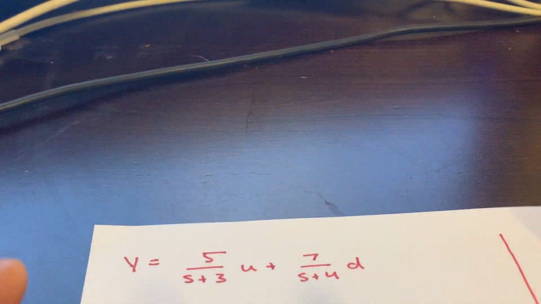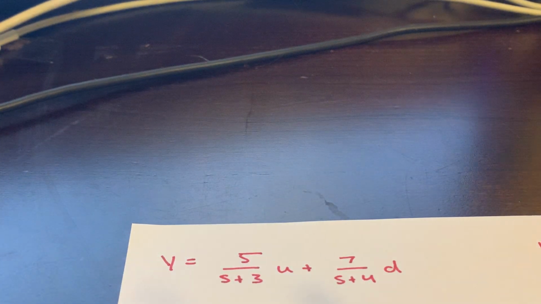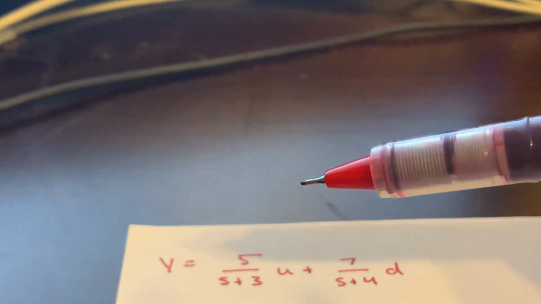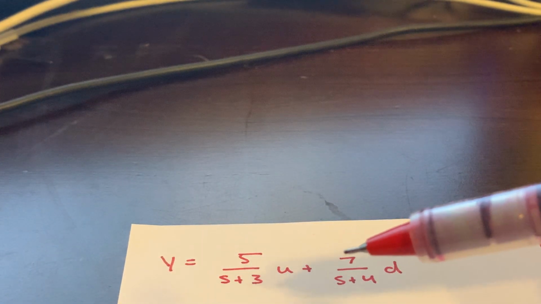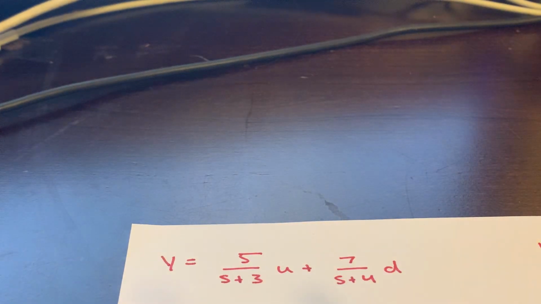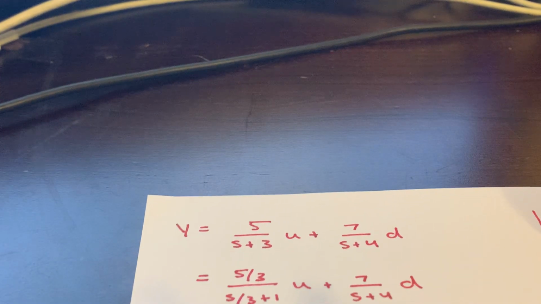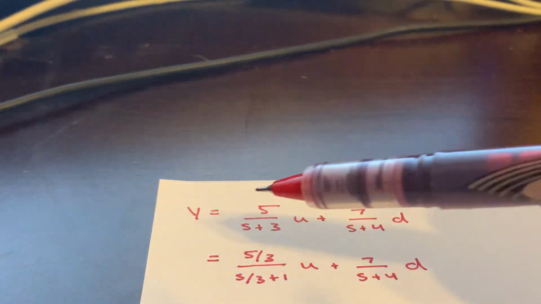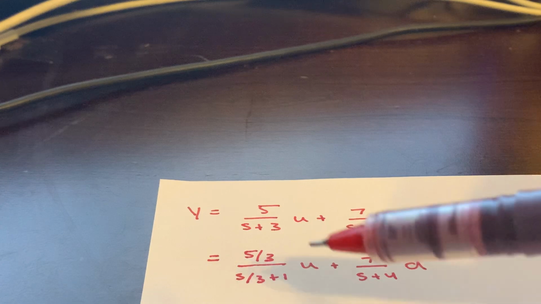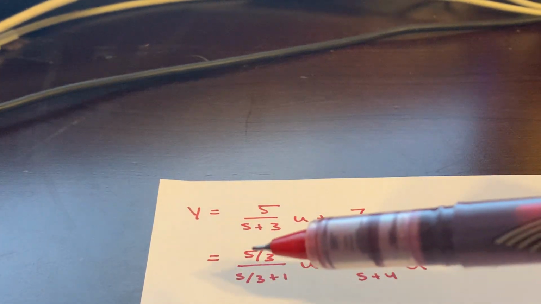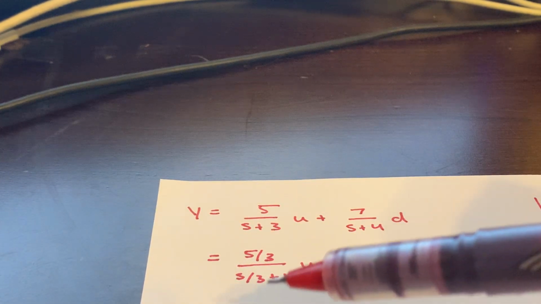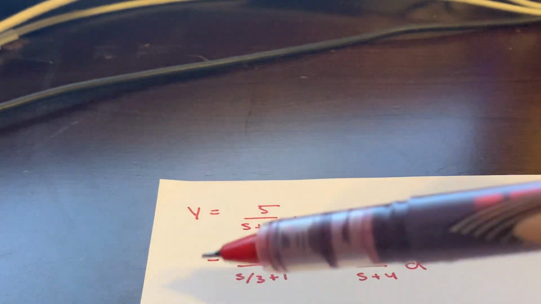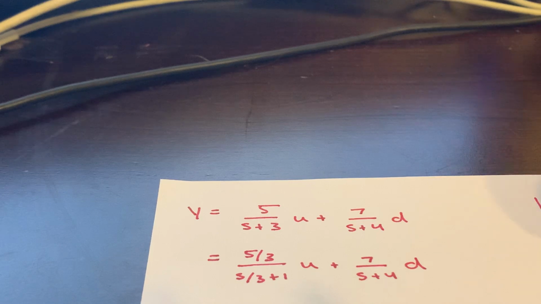All right, problem number 6, you're given the following system. So we've kind of seen this in homework before. So y is equal to 5 over s plus 3 u plus 7 over s plus 4 d. And we're asked to design a PI controller for this. And so the first thing we're going to do is get the G transfer function, this one right here, into standard form. So divide top and bottom by 3. So we get 5/3 all over s over 3 plus 1 u plus 7 over s plus 4 d. And so again, this is our G transfer function.